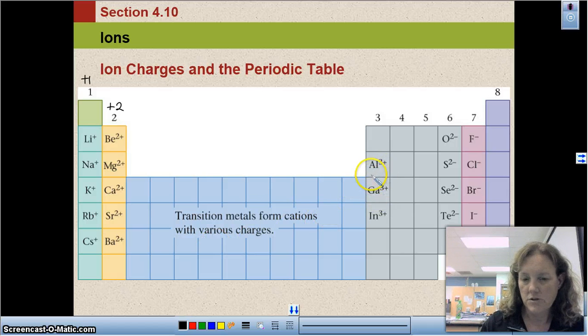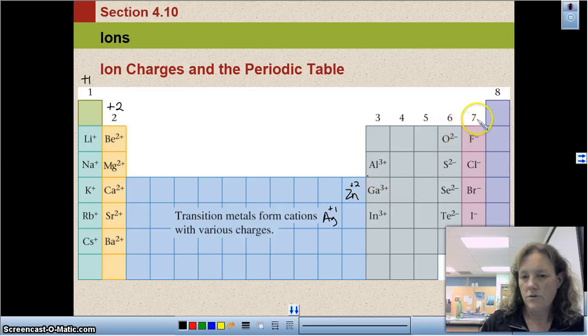Aluminum is pretty special, and it always loses 3 electrons, so it's always a plus 3. Then we're going to talk about zinc and silver. Zinc, I think, is right here, and it always forms a plus 2. And then silver is right here, and it always forms a plus 1. But those are just exceptions.